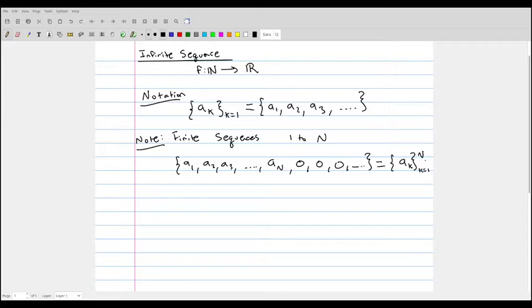So in applied math, the idea is that we're typically interested in the limit of the sequence, which may or may not exist. Because typically our application is going to be such that that limit is going to mean something. It's going to be very important.